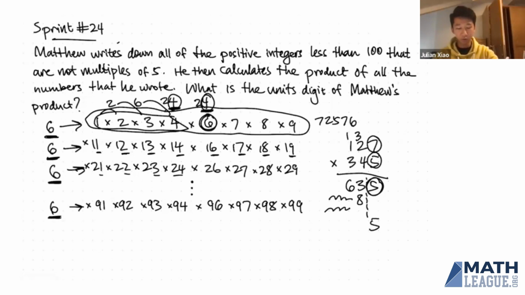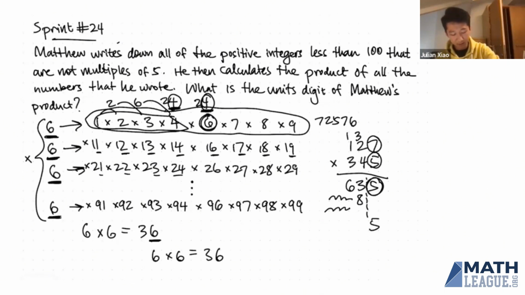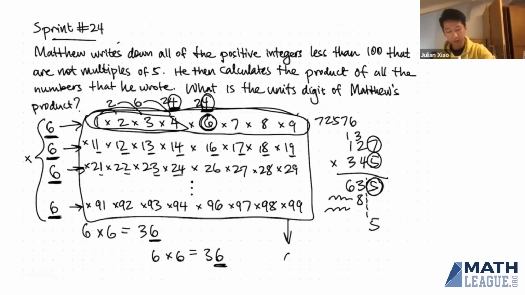And of course, I need to multiply all of these numbers together as well. So if I take 6 times 6, that gives me 36. The last digit is 6. If I take this 6 and multiply by 6 again, I still get 6 as the last digit. So no matter how many times you multiply 6 by itself, you will always get an answer where the last digit is 6. Because of that, I now know that this entire product has a last digit of 6. And that's our final answer.